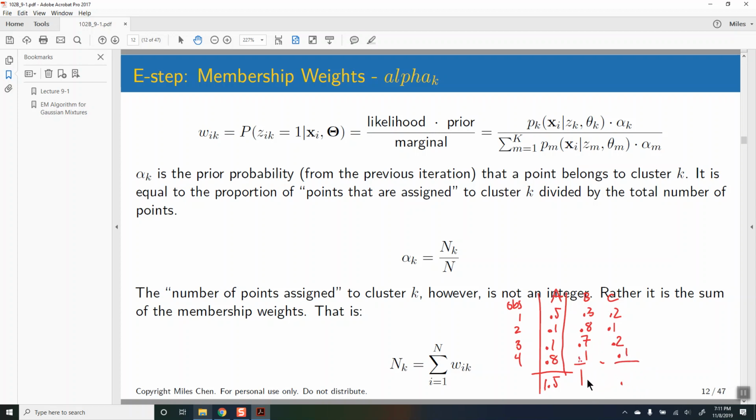0.1, 0.1, so this is 1.9 and this is 0.6, I believe. Okay, and if we add those up, there's a total of 4 points, okay? But 1.5 belong to A, 1.9 belong to B, and 0.6 belong to C. All right, so that's going to be kind of like your prior probabilities, the alpha sub k. Does that kind of make sense? So it's a little bit weird because there's not real assignments, it's all just probabilistic assignments, yeah?